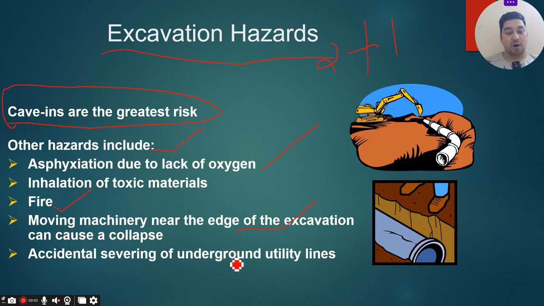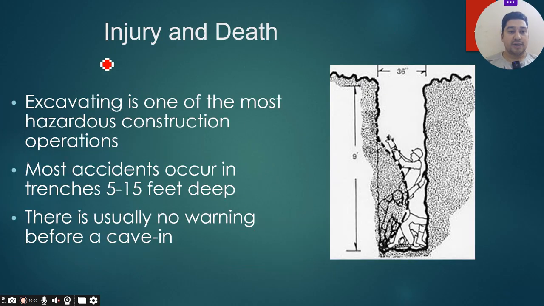Accidental severing of underground utility lines. If you are not checking the utility lines before excavation, then this condition may arise. So that's why you have to check the utility lines before starting any excavation. That's very, very important. Injury and death can also occur very commonly. Excavating is one of the most hazardous construction operations, as you know, and most accidents occur in trenches between 5 to 15 feet deep, and there is usually no warning before a cave-in.